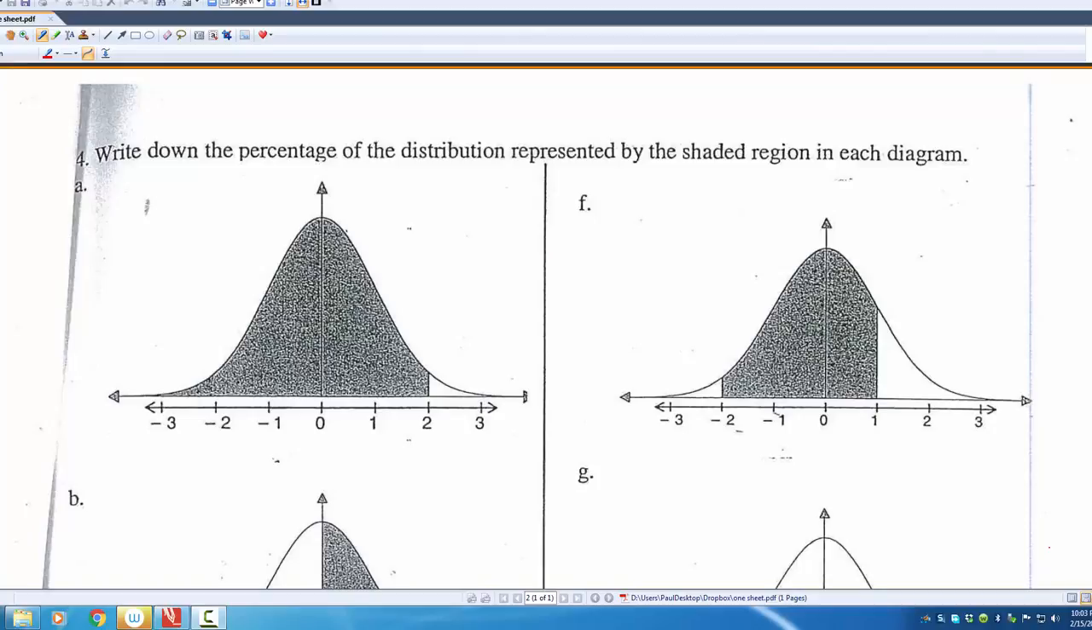Alright, this video is about the application of the 68, 95 and 99.7% rule to normal distribution curves. So what we've got here is a number of different examples where we're going to apply these percentages. Let's go through each of the examples, and what we're basically looking for is the percentage of the distribution represented by these shaded areas.